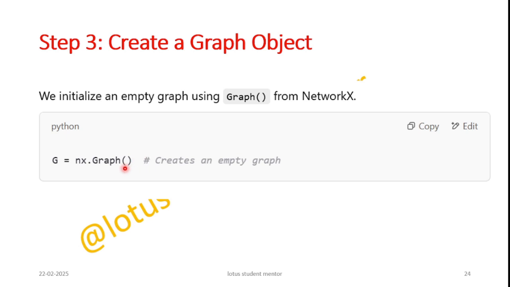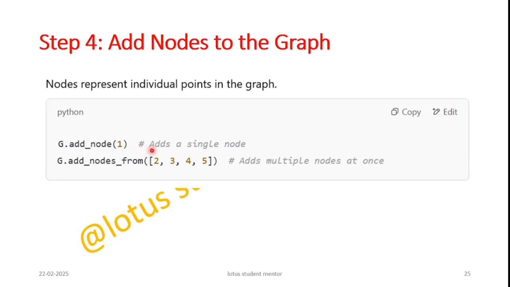First step is g equal to nx.Graph(). It creates an empty graph. The next one is that we have to add nodes to the graph. That is g.add_node(1), which adds a single node. If you want to add 2, 3, 4, 5, that number of nodes will be added. This is what we have to do.